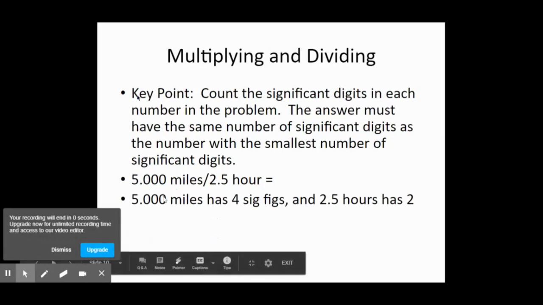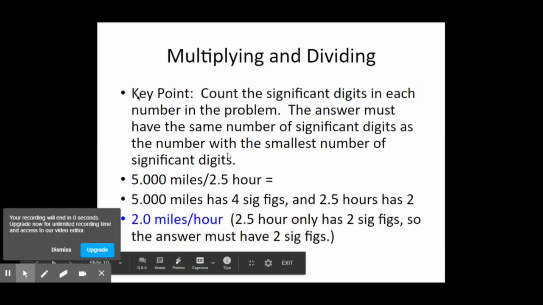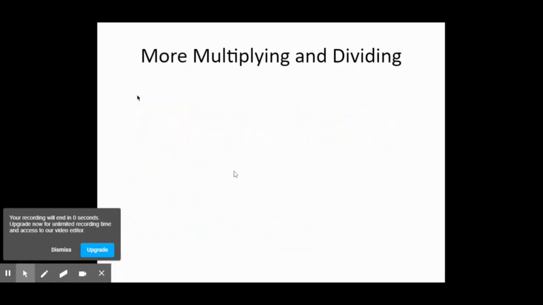All right, 5.000 has 4, 2.5 has 2. I can divide 5 by 2.5, I get the answer 2. I get to keep 2 sig figs because I'm limited by this, so I'll write 2.0 on my paper to show 2 sig figs. And always keep your units, miles per hour. So 2.0 miles per hour with 2 sig figs is the correct answer.